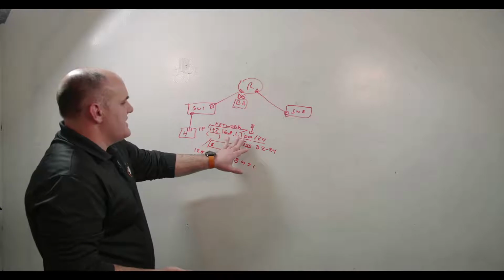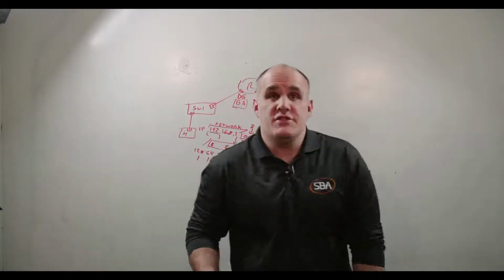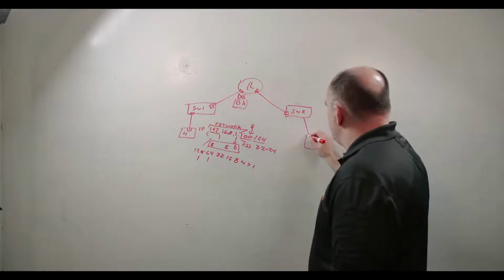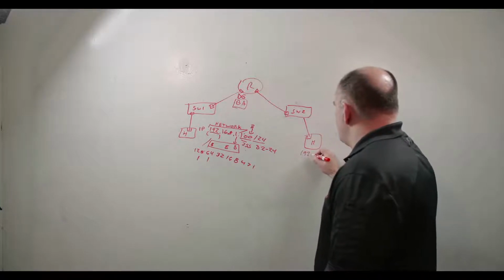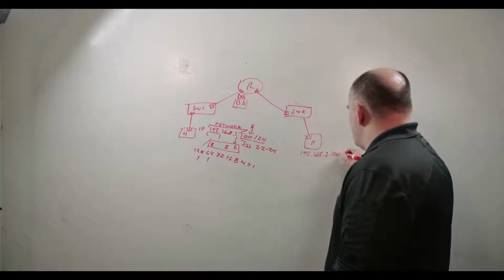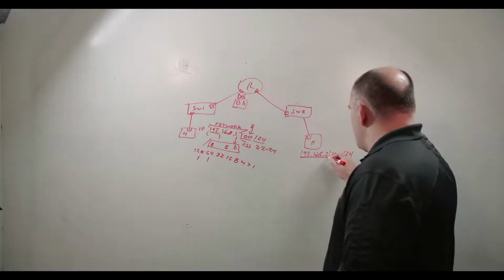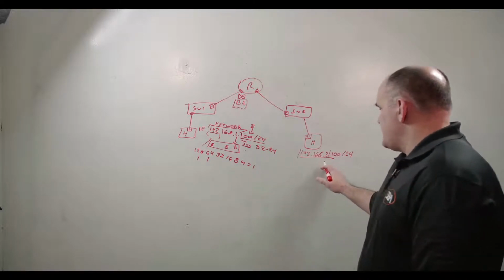So what happens is, if this network device wants to communicate to another network device that's over here, right? Here's the host. But this one is 192.168.2.100/24. This right here is a separate network, 192.168.2.